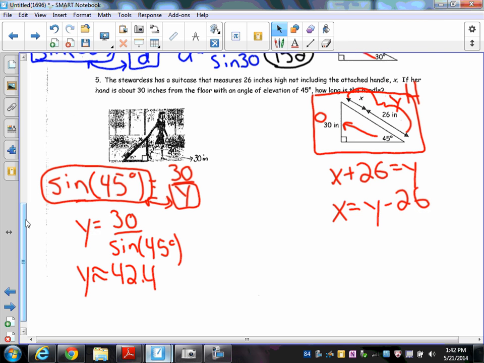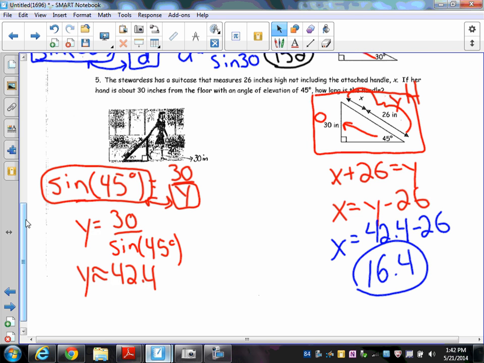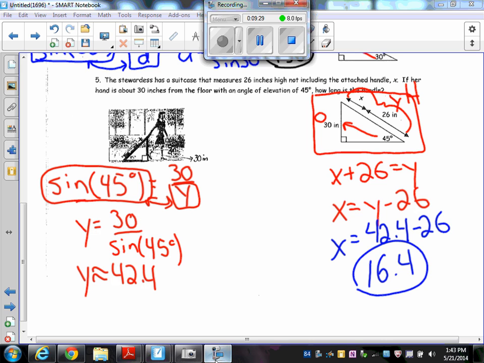Then when I plug that in, I get x is equal to 42.4 minus 26, giving me a final answer of 16.4. So that's it for right triangles. Please do those other problems on your own and ask me any other questions you have about right triangles.